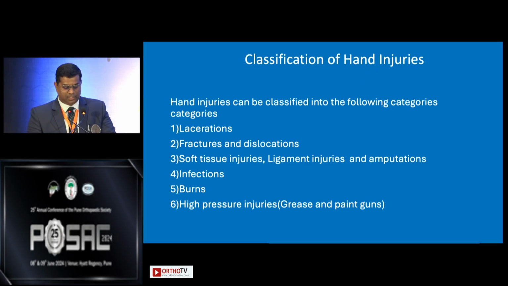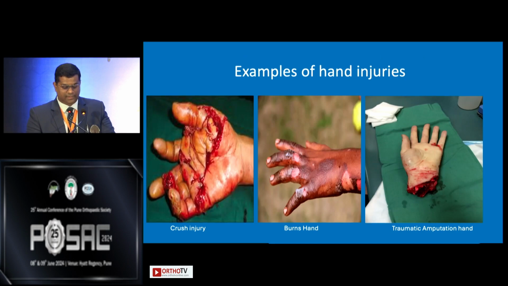Hand injuries can be classified into the following categories: laceration, fracture and dislocation, soft tissue injuries, ligament injuries and amputations, infections, burns, and high pressure injuries like grease and paint guns, which is a contaminated injury. So these are the examples of hand injuries.